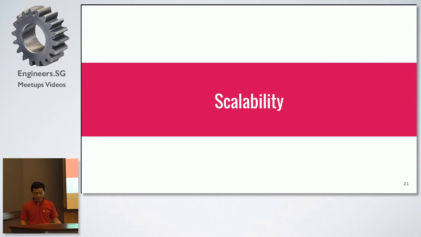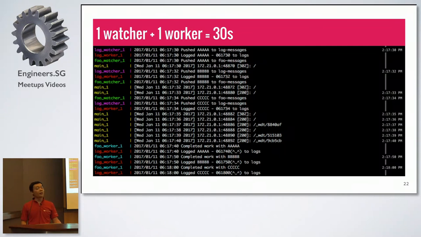Okay, I'm talking about scalability. I run this project with only one watcher and one worker. Remember the process takes 10 seconds because it sleeps for 10 seconds. So now I send 3 requests and it takes about 30 seconds because it adds up 10 by 10. So eventually it is 30 seconds.